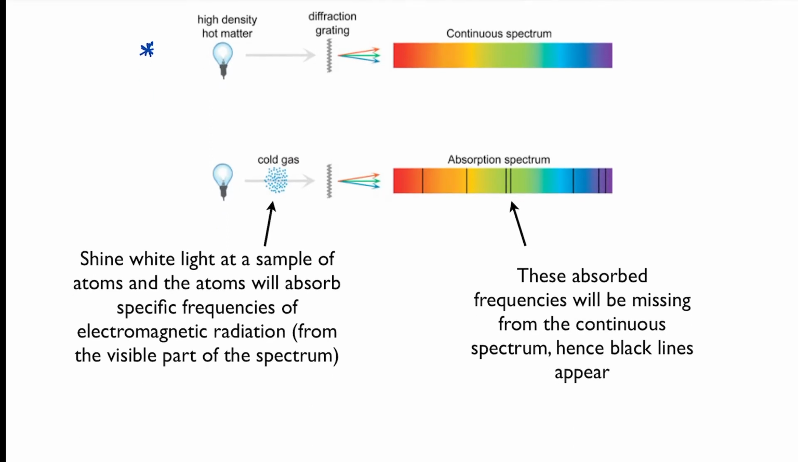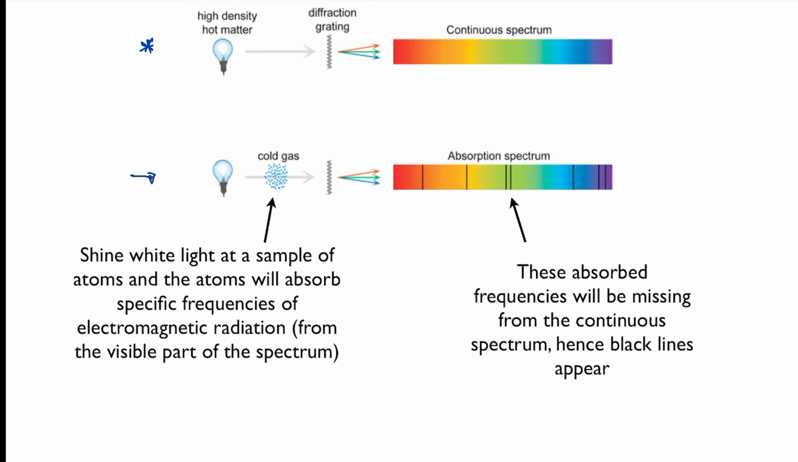However, if we take that white light and shine it through a sample of an element, and then through the diffraction grating, we see a slightly different picture. We see our visible spectrum, but you can see quite clearly here, in my visible spectrum, I've got a series of black lines. Black means no light. These specific frequencies of light are missing from the spectrum, which means that they've been absorbed by the atoms in the sample of gas that I shone the light through before I put it through my diffraction grating.